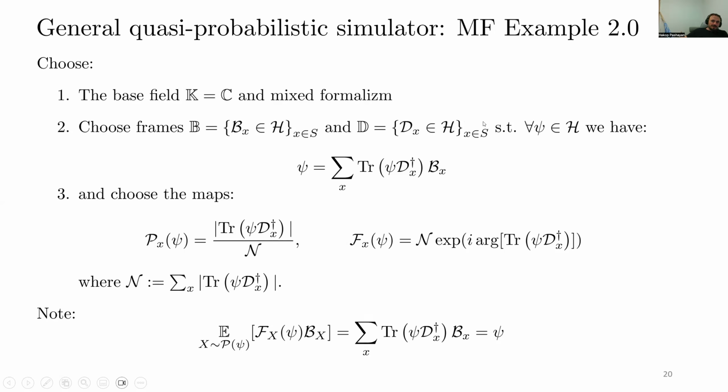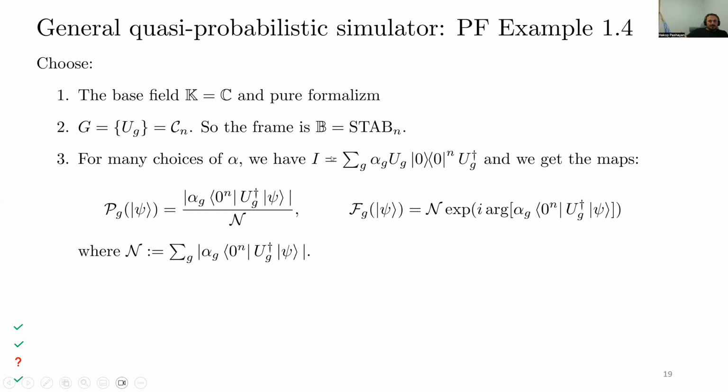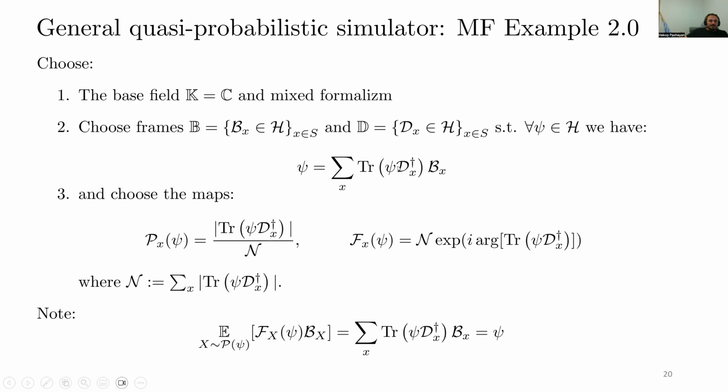We need to satisfy the property that for all psi in the Hilbert space, psi can be written as a sum of trace of psi being hit by the dagger of the dual, times B. If you stare at this, it's essentially the same equation as we had before, when we were saying this thing I equals the sum of these elements. If you think of this in terms of super operators, you're really just saying that the action of D and B on psi is the identity in super operator language.